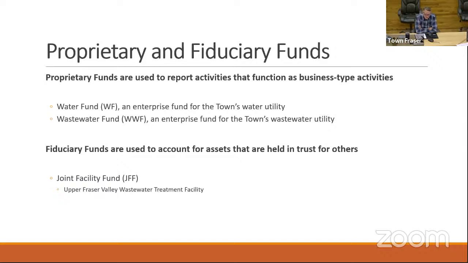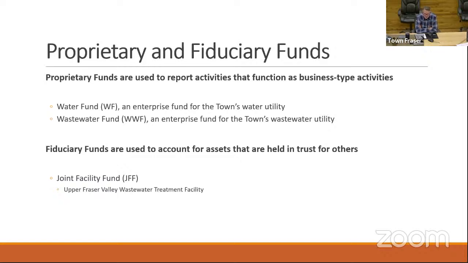We have 2 proprietary funds. The first is a water fund. And this pays for the water that's delivered to your house, and the treatment. It's part of your water bill that you will pay on a quarterly basis. And the next is the wastewater fund. Again, this handles the collection system when you flush your toilets and our process for getting that down to the wastewater treatment facility.